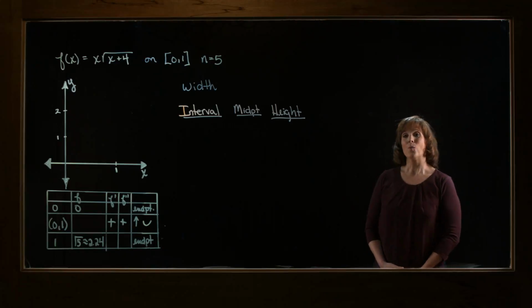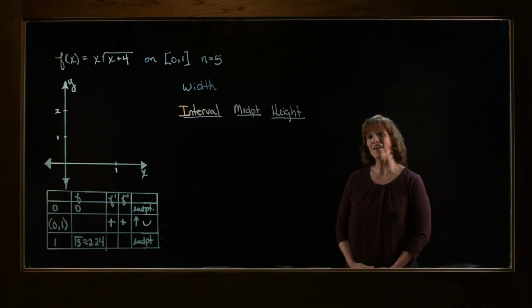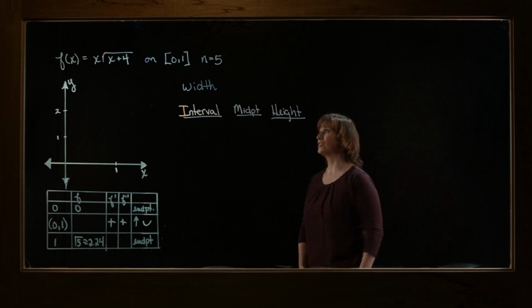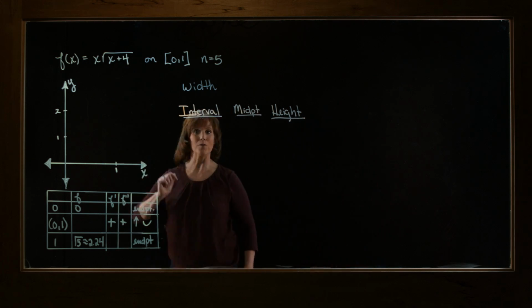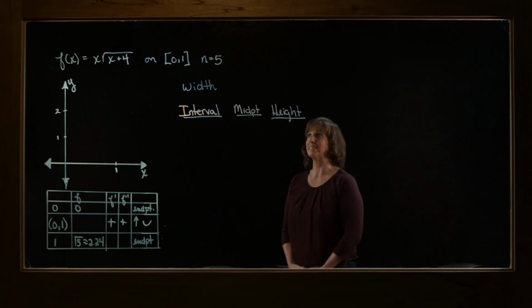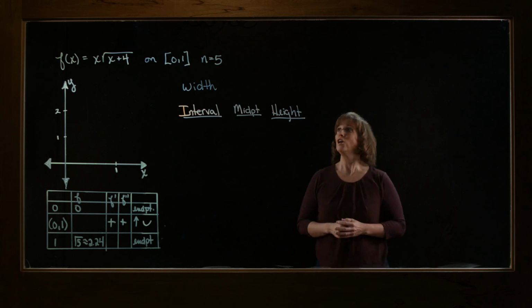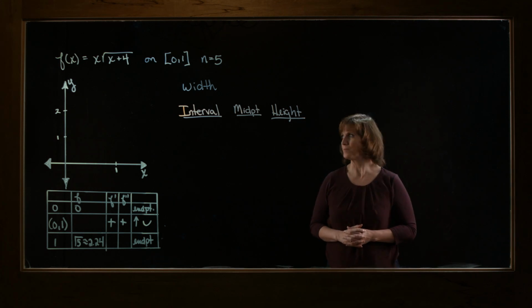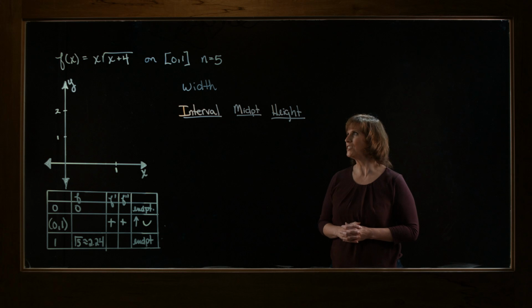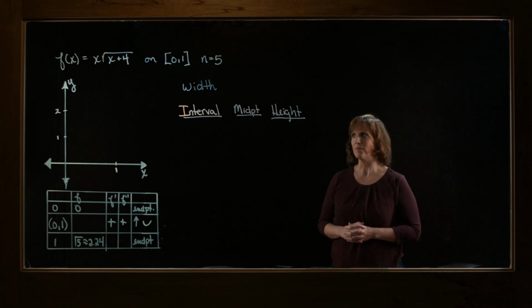Hi, I'm Cheryl Leach. In this problem, we're going to approximate the area of the region bounded by my function x times the square root of x plus 4 and the x-axis from 0 to 1 using 5 rectangles. All right, well the first thing we need to do is to get a sketch of this graph.